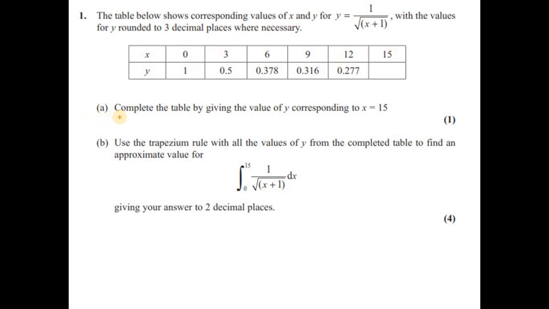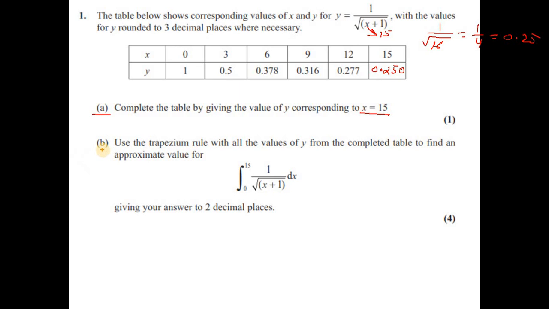Part A, complete the table giving the value of y corresponding to x equal to 15. So it's quite a straightforward question. You just need to substitute x equal to 15 here. So clearly you can see that this becomes 1 upon the square root of 15 plus 1, which is 16, and root 16 is 4, so 1 upon 4, that means 0.25, and to 3 decimal places, you can write 0.250. This is part A.